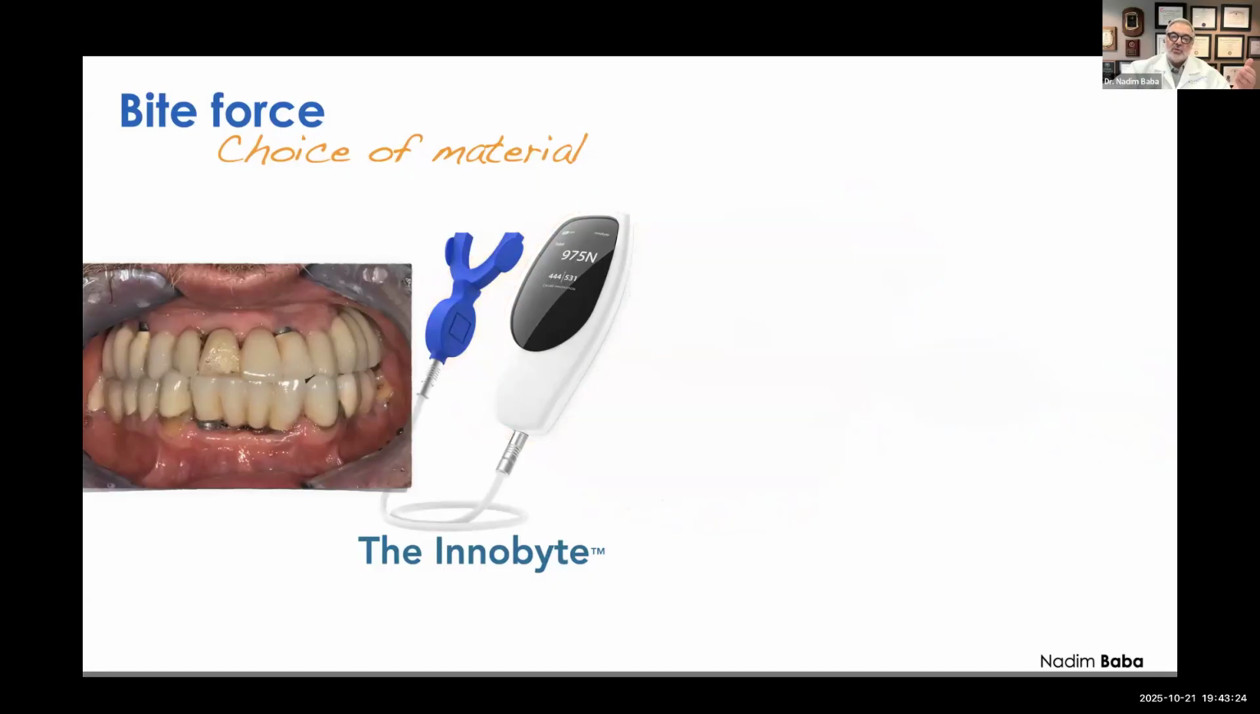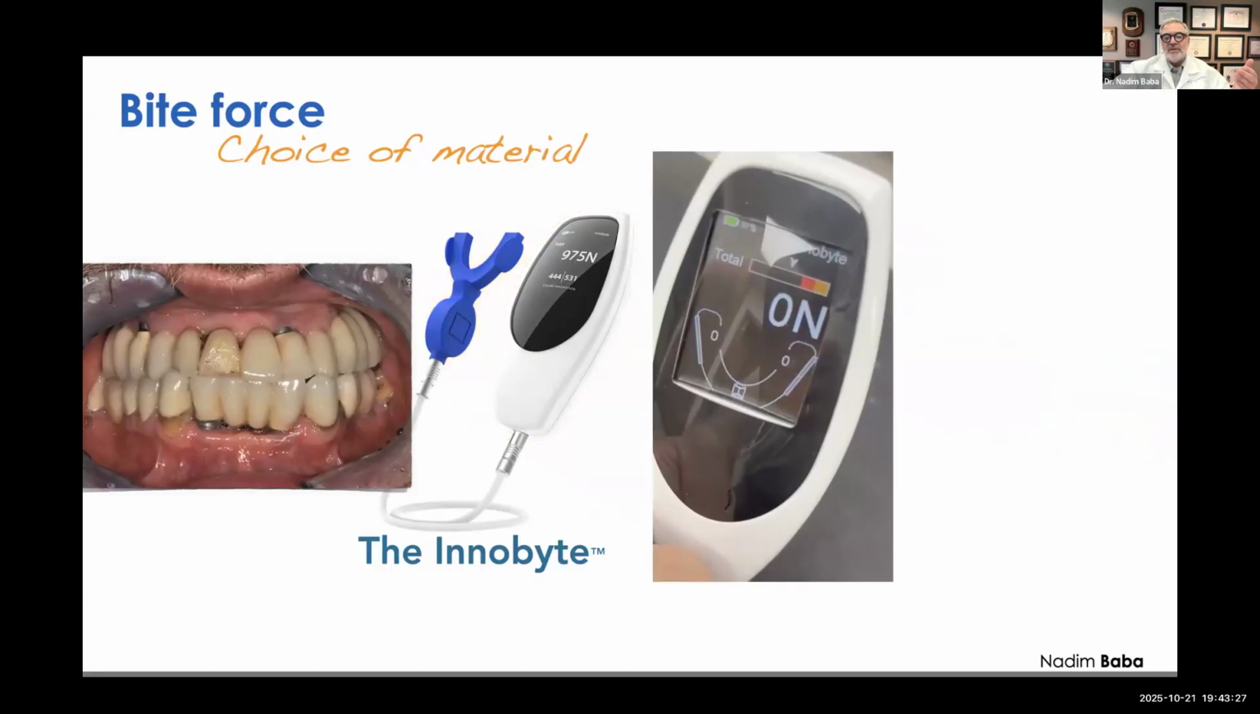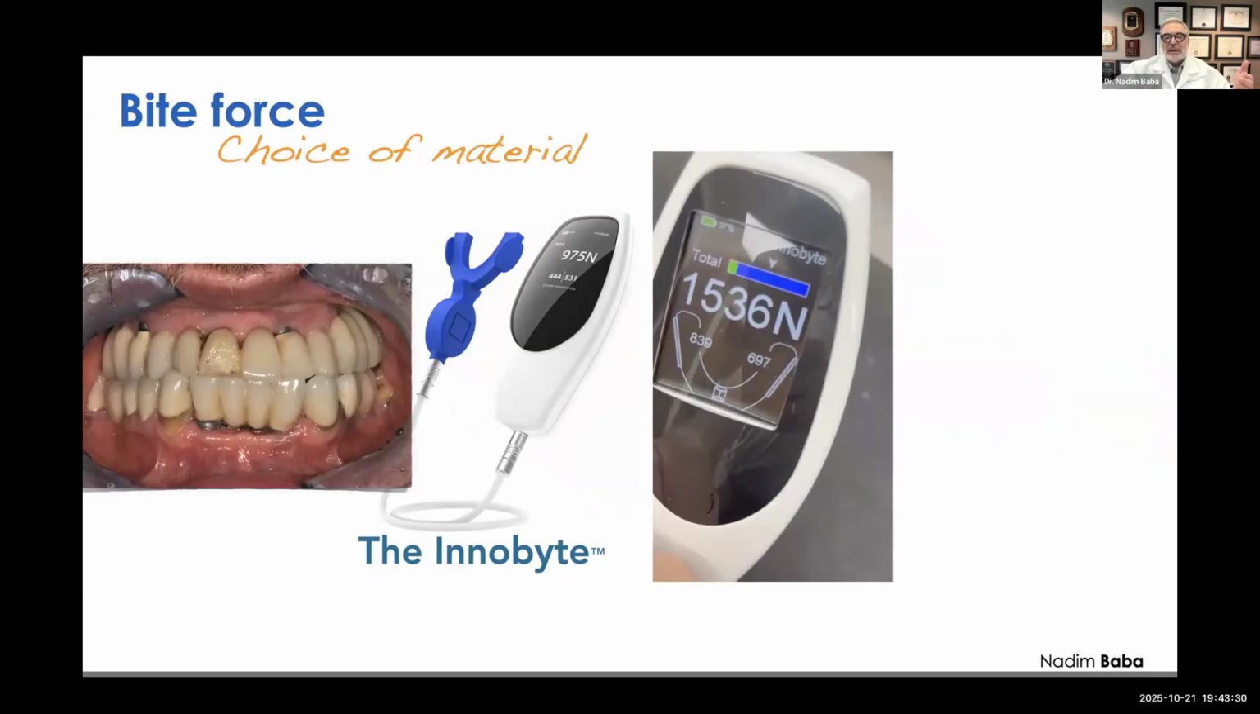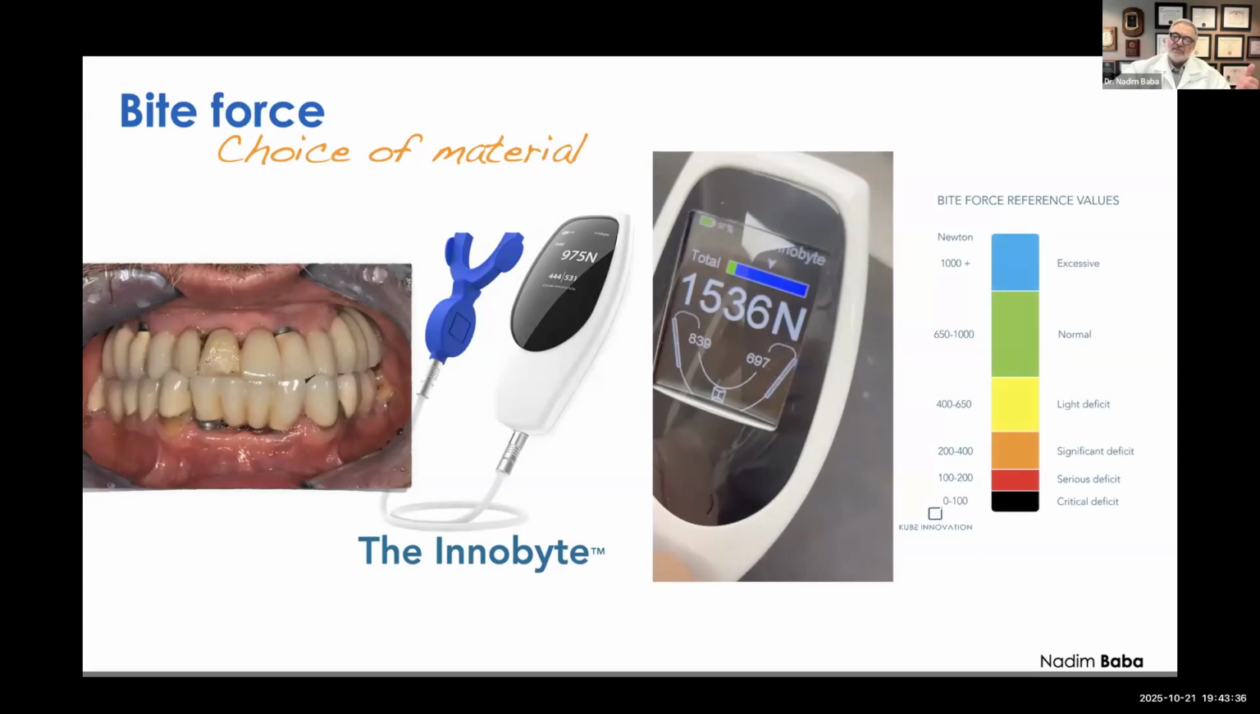Now, that number is crucial because it also helps me convince the patient that, hey, pal, you're biting 1,536 Newton. And if you look at the reference values, now you are in the excessive bite force, which means that you can break anything. And you've already broken your teeth. So first of all, I know that at the end, I'm going to give you a night guard. And second, I know that I'm going to go with zirconia. And you notice also that the device gives you the biting force both on the right and on the left of the jaw. Particularly for that patient, he had more biting force on his right than on his left.